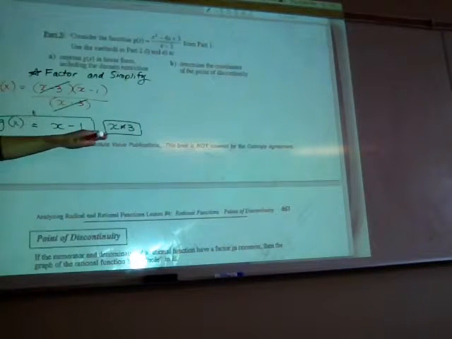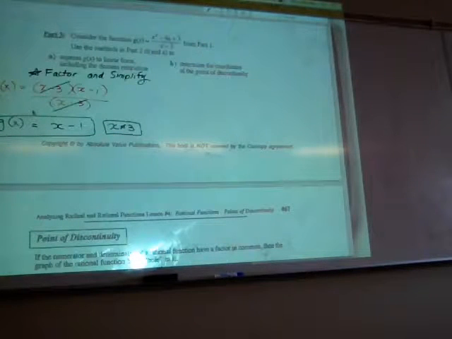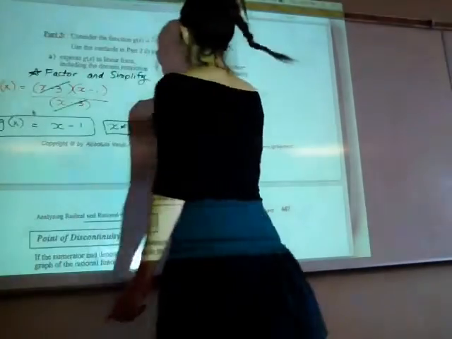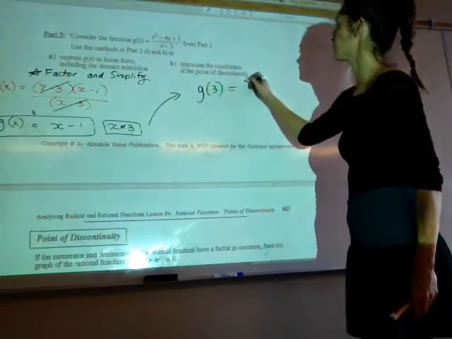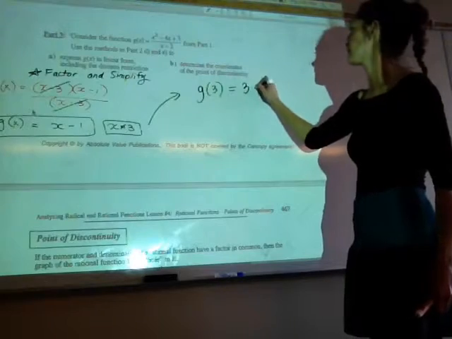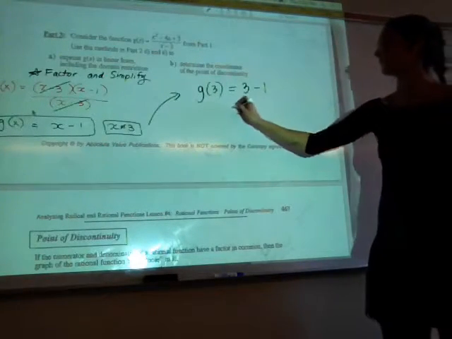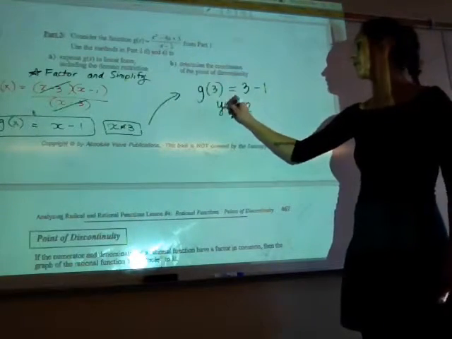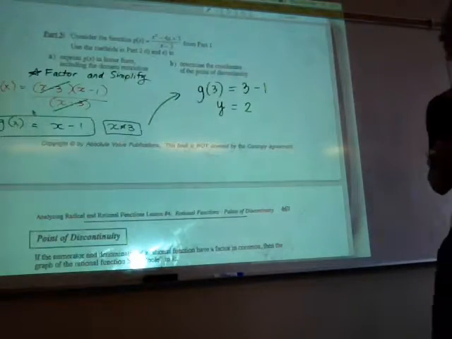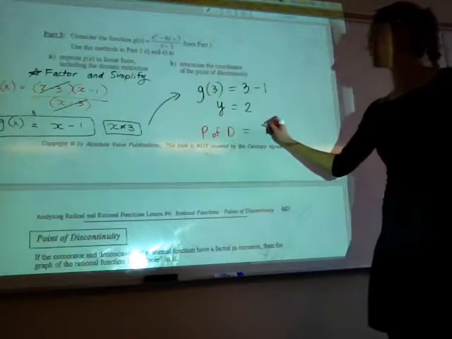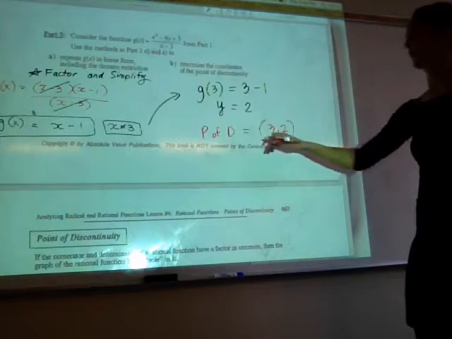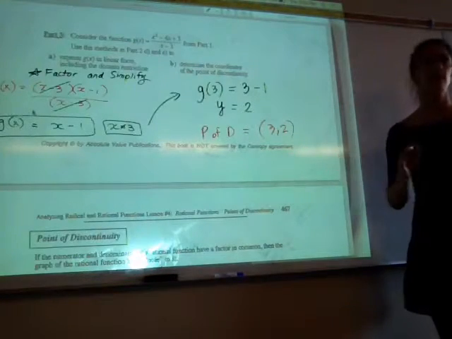So with these two pieces of information, we can now answer part B. By subbing in the restriction into the simplified function, we can find our point of discontinuity. So we're going to go g of 3 into x minus 1. And so in other words, we get y equals 2. So the POD is equal to 3, 2. Okay, point of discontinuity is at the point 3, 2.